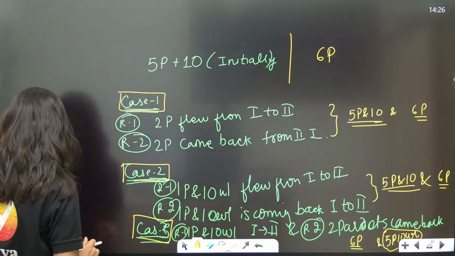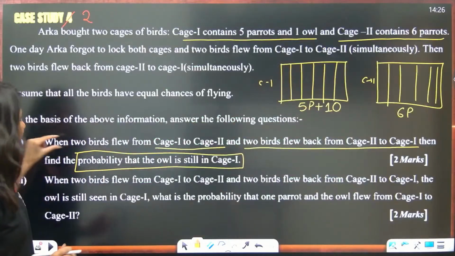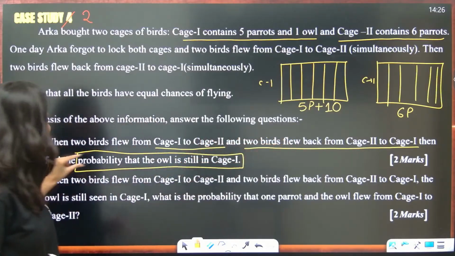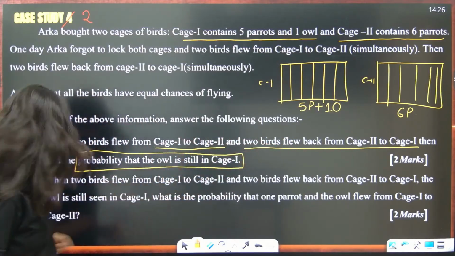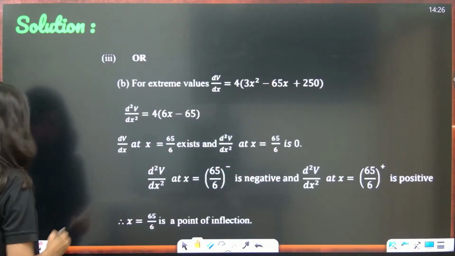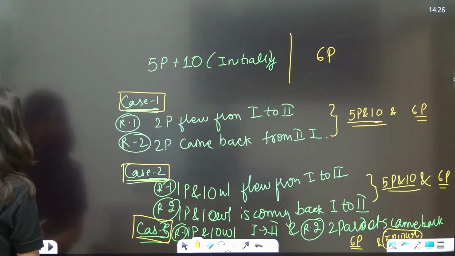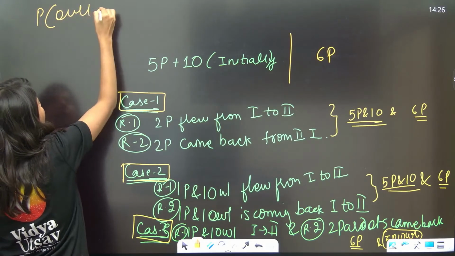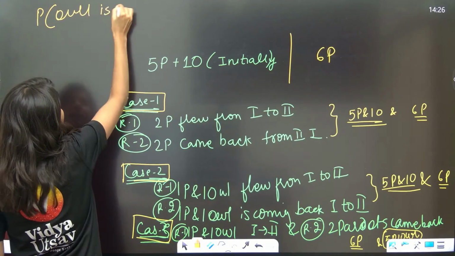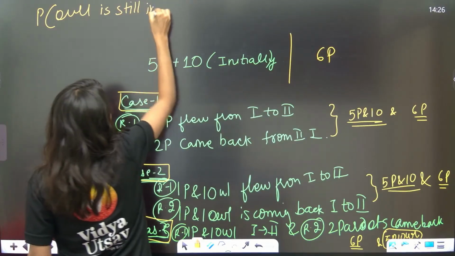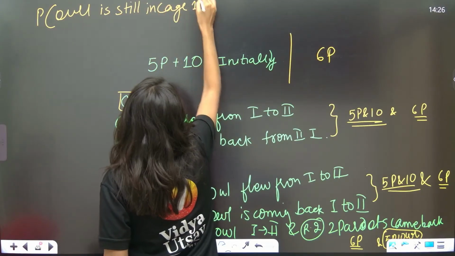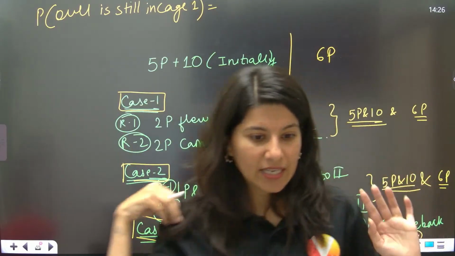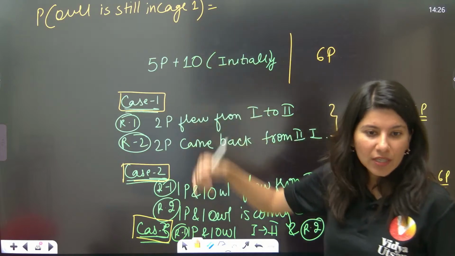Now as per the question, when 2 birds flew from cage 1 to cage 2, then the probability that the owl is still in cage 1 will be favorable outcomes upon total outcomes. Yes, favorable outcomes upon total outcomes.